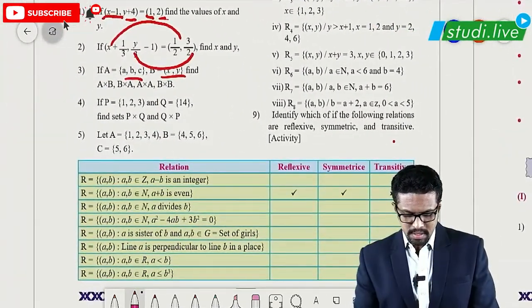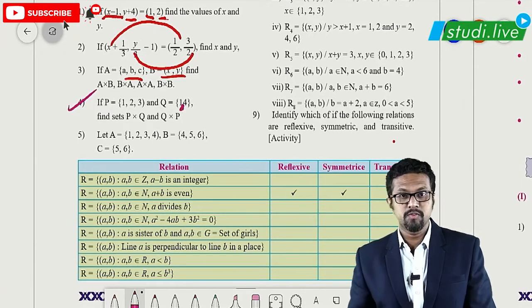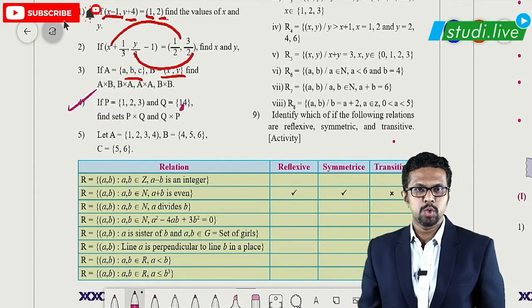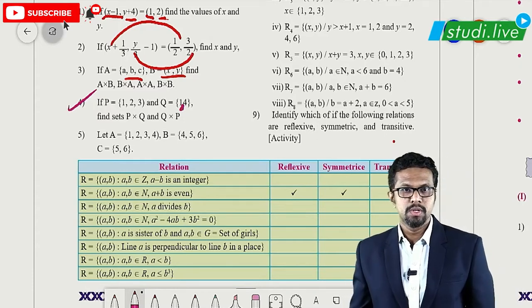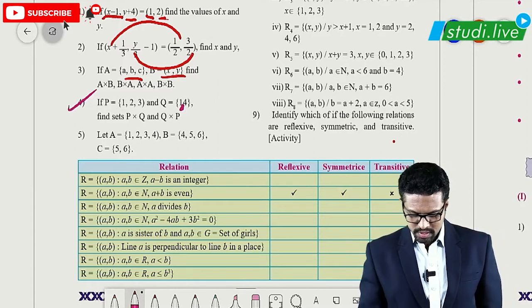Same in this second question, and in the fourth question also. But over here there is a small difference, there is a comma. It is not 14, it is 1 comma 4 actually. So it is 1 comma 1, 1 comma 4, 2 comma 1, 2 comma 4, 3 comma 1, 3 comma 4. That will be P cross Q. We can find Q cross P as well. Same way we have question number 5.